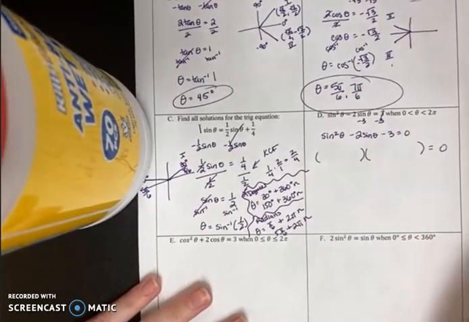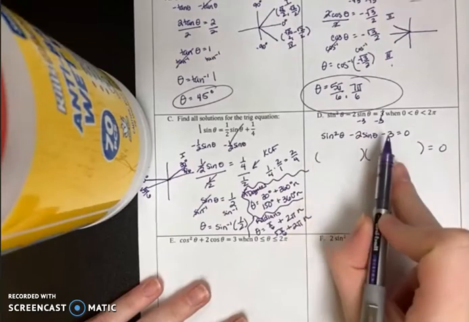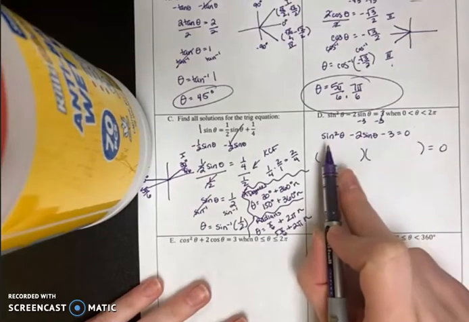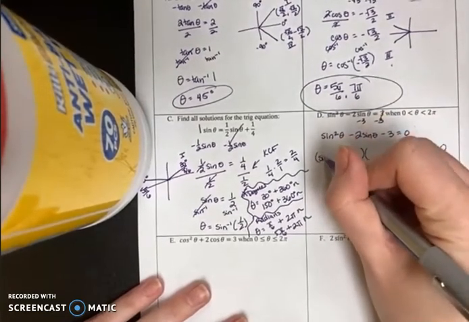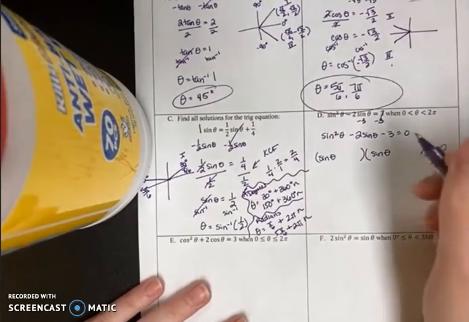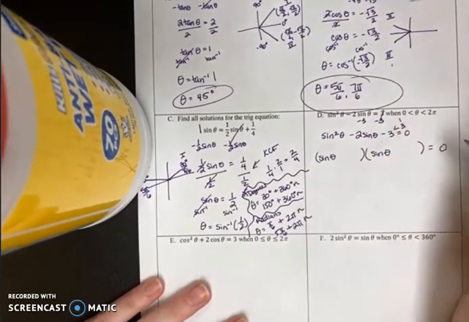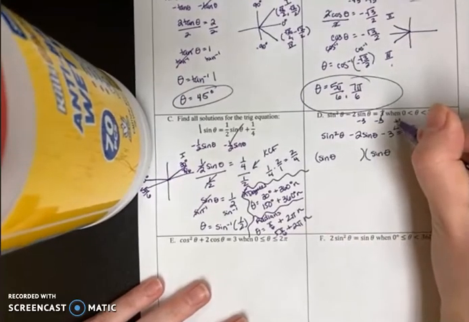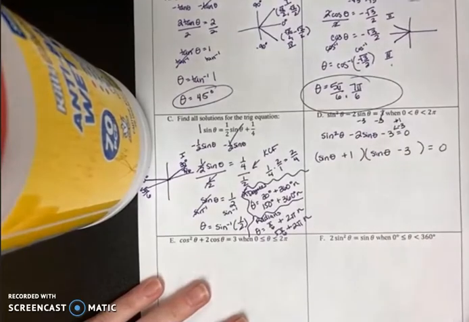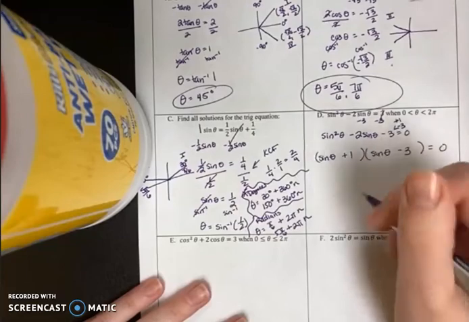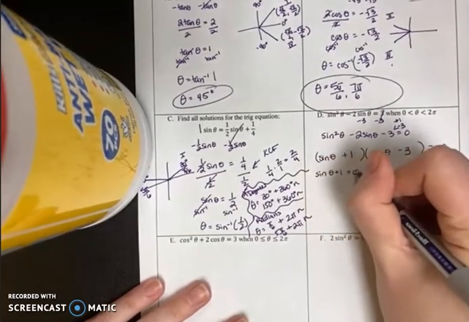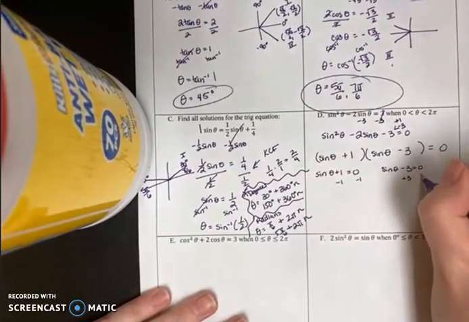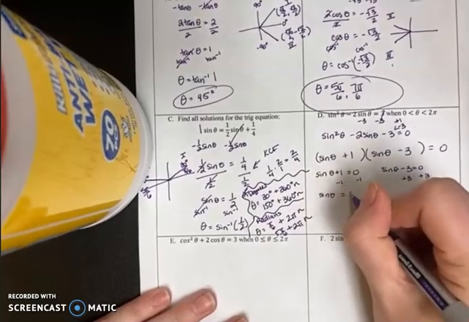This is a trinomial where the a value is 1. So remember, we just ask ourselves what multiplies to give us this term, but adds to give us this term. And again, we're treating sine theta like x. So I will put sine theta here, sine theta here. What multiplies to give me 3 is 1 and 3, but adds to give me negative 2 using different signs would be a positive 1 and a negative 3. I'm solving this equation though, so I'm going to set each binomial equal to 0. So again, what I'm doing here is I'm using my algebra skills from Algebra 1 and Algebra 2 to try and solve for theta.